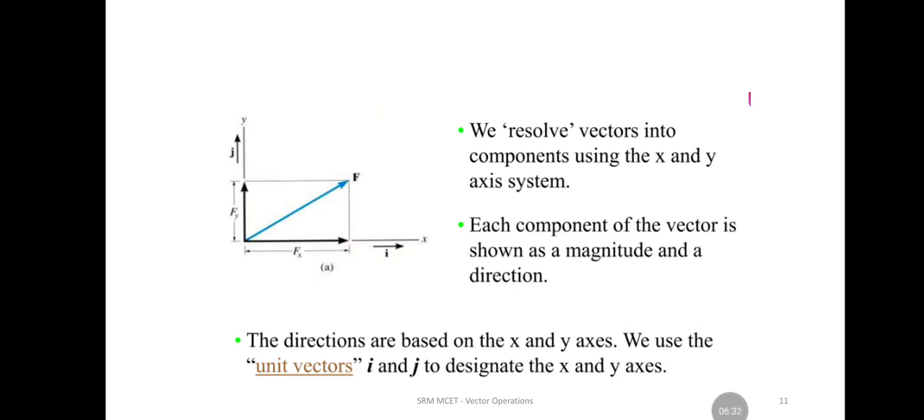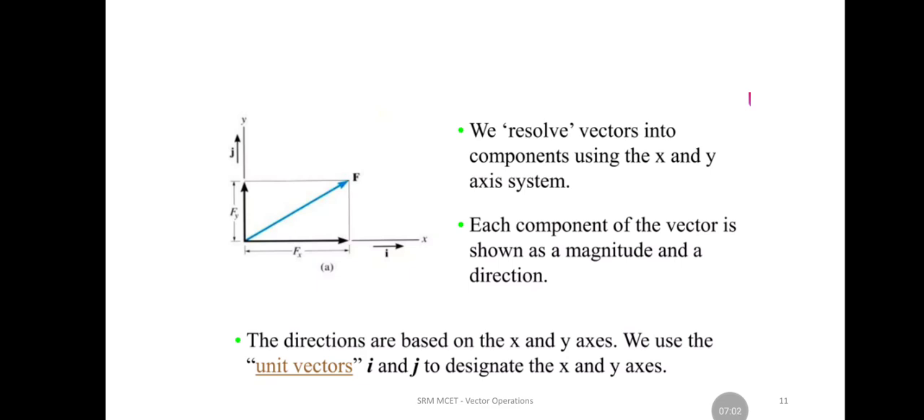So how do we resolve a vector now? If you have a resultant vector F, and if you want to resolve it into two components, the horizontal component we can take as i, that is the unit vector i, and the vertical component, lying on the y axis, we can call the j component. So i vector and j vector, both are called unit vectors.